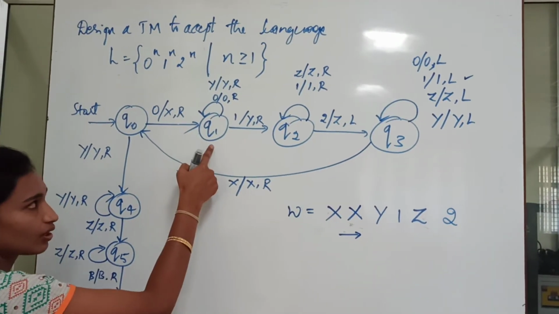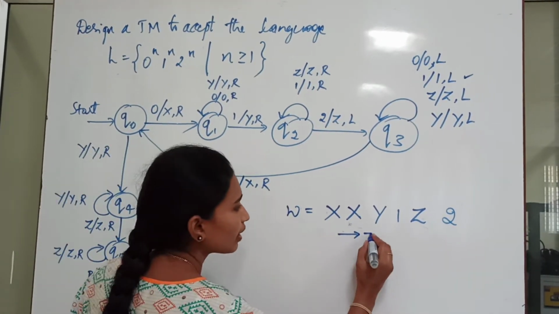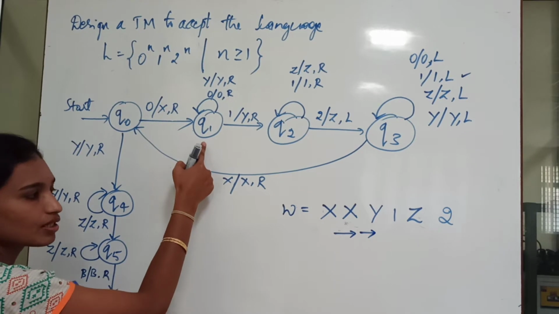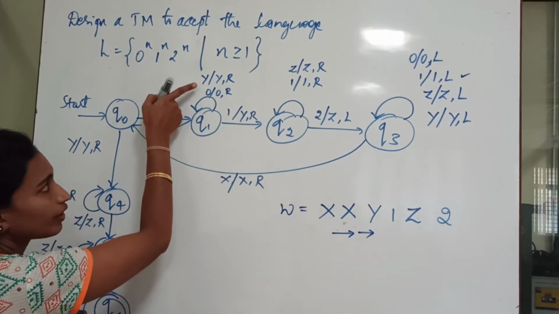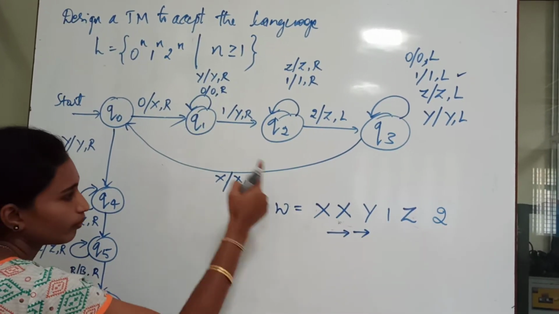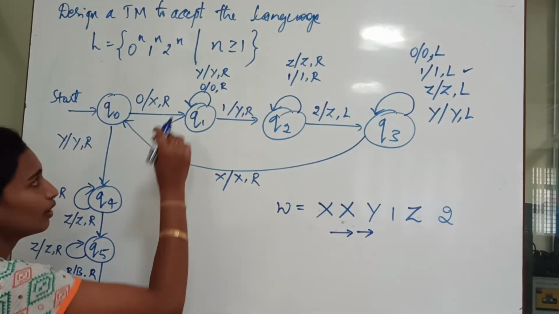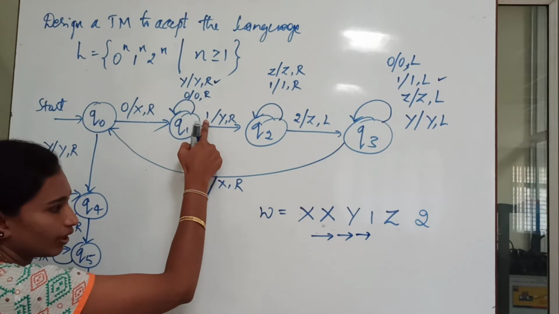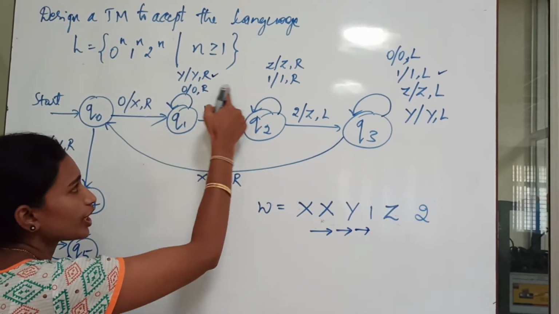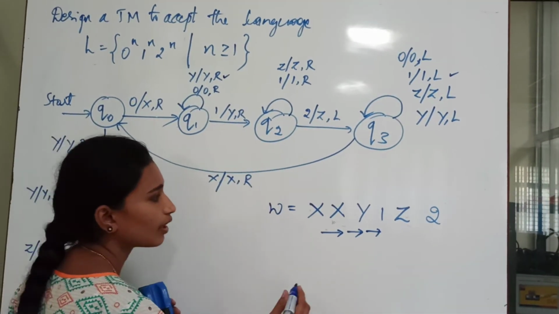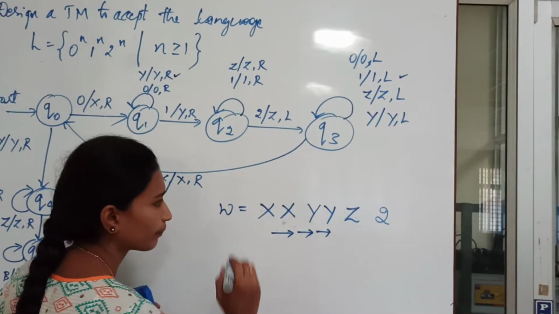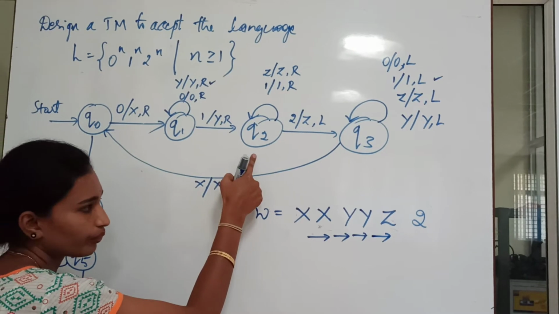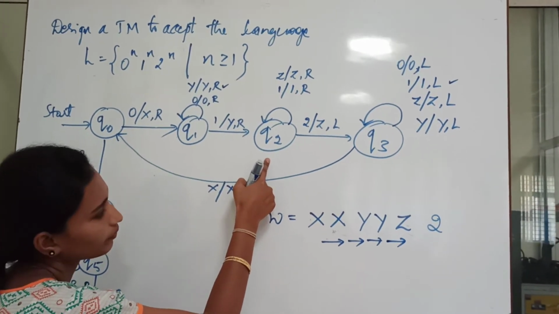Now the machine comes to Q1 by taking a right move. So now we are in Q1, the next input symbol is Y. If it is Y, stay in the self loop, replace that Y by Y only, take a right move. Then the next input symbol is 1. If it is 1, change state to Q2, replace that 1 by Y and again take a right move. So now we are in Q2.